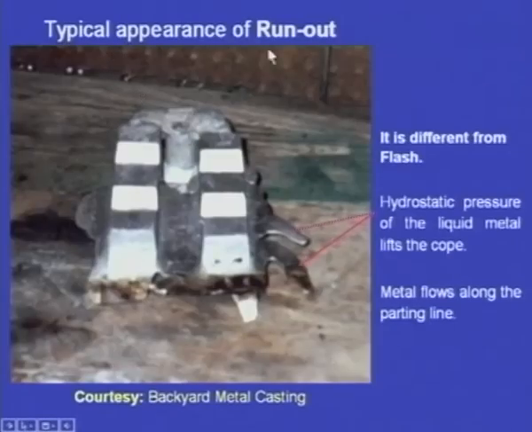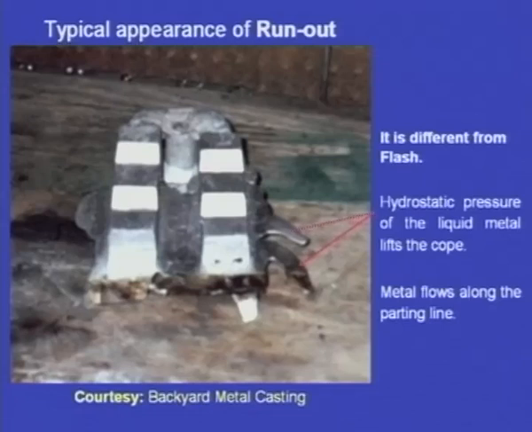This is the typical appearance of runout defect, and this is different from flash. In the case of the flash, the molten metal has gone into unwanted areas along the parting line, because the molding sand is not properly compacted. There is a gap along the parting line between cope and drag. That is why the molten metal has gone inside.